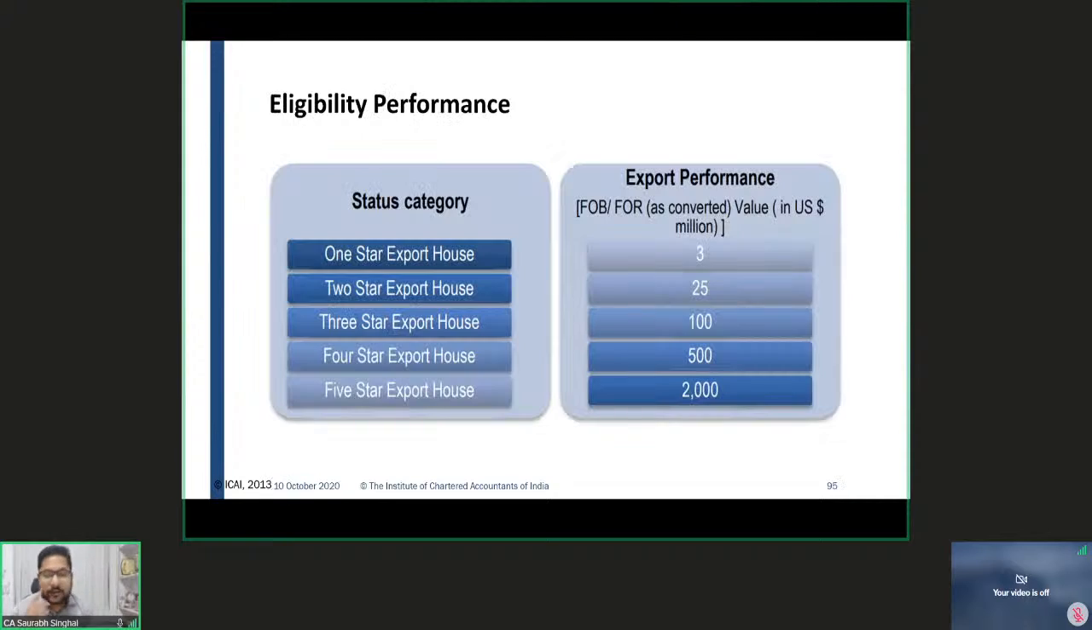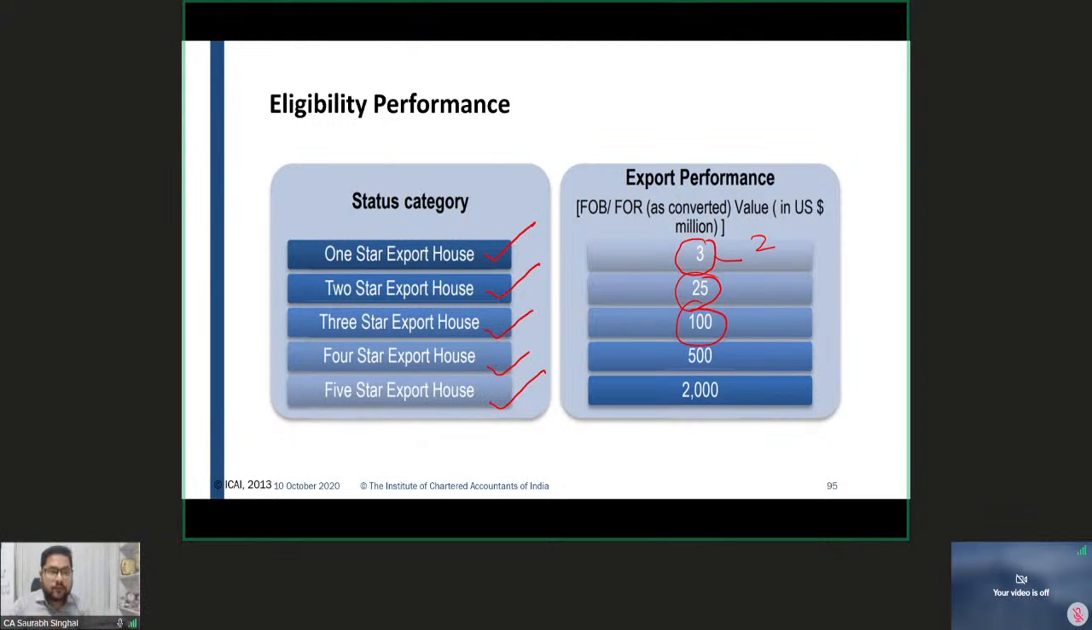The basic criteria under the scheme, if I am to quickly run through it, is that if you have an export performance of 3 million US dollars in 2 years out of the last 4 financial years, so at least 2 years you have $3 million export performance, or $25 million, or $100 million export performance, you will be granted a status accordingly.